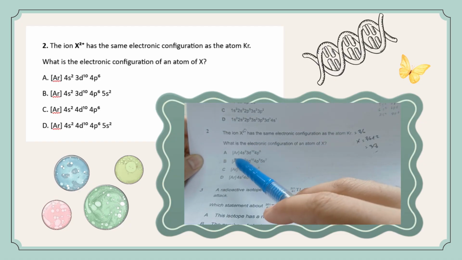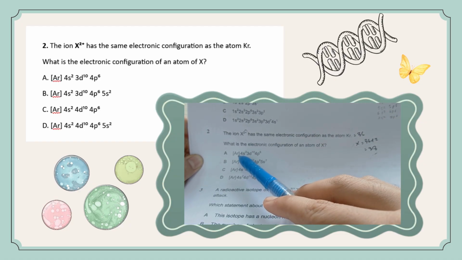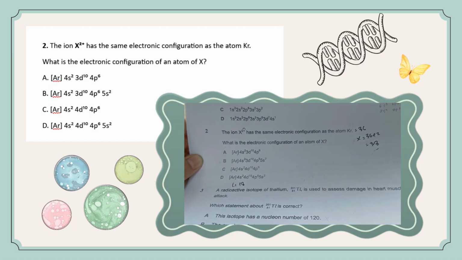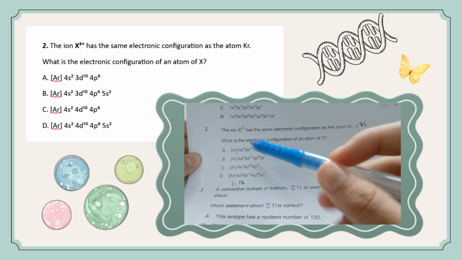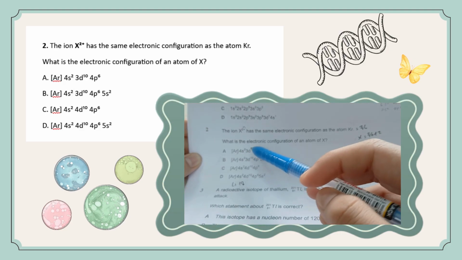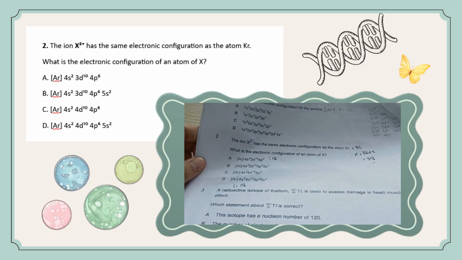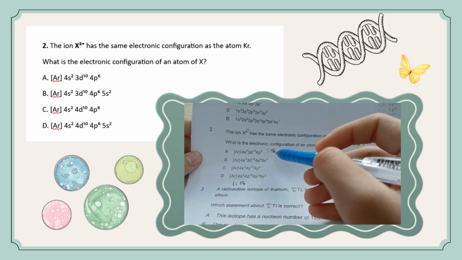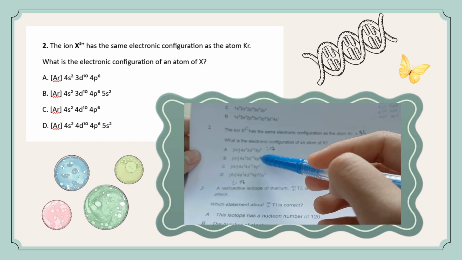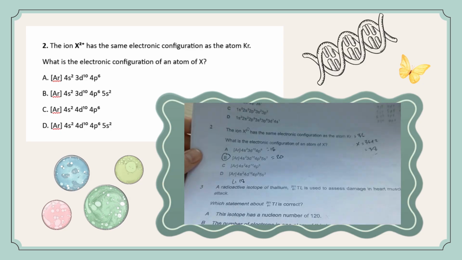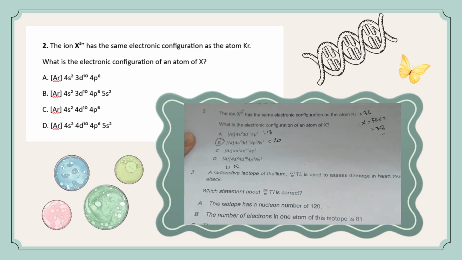We already have the noble gas argon here, which has 18 electrons, so we need 20 more. Let's look at option A. 2 plus 10 plus 6 equals 18, so this is wrong. Option B: 2 plus 10 plus 6 plus 2 equals 20, and this is the right answer. So the answer for number 2 is B.